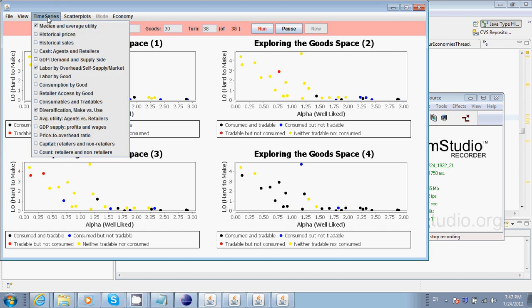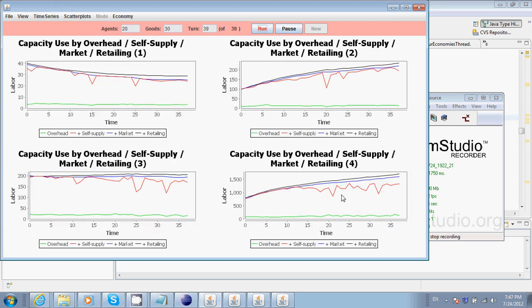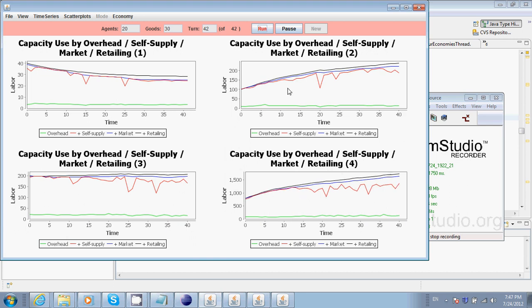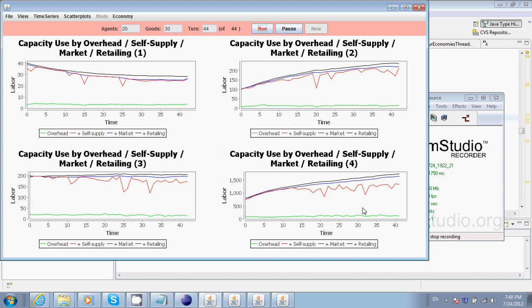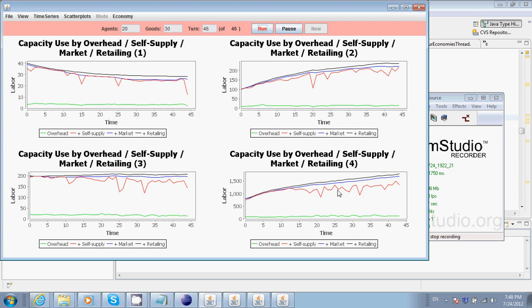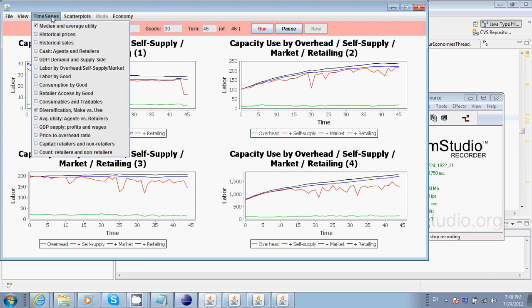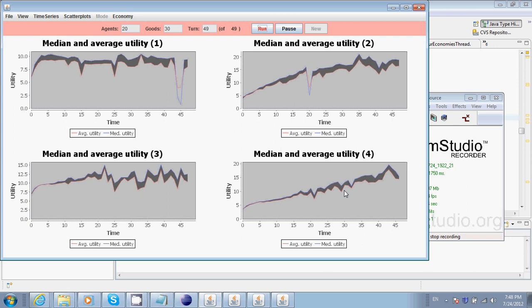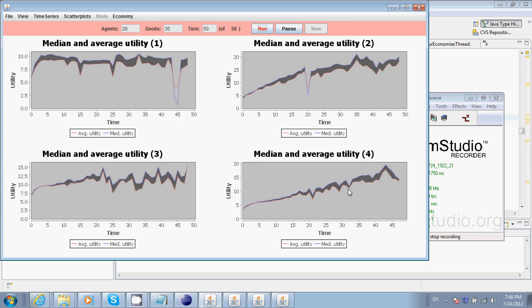And if we go back to labor by overhead, these guys, their capacity is diminishing. They can't replace their capital, diminishing a little bit. These guys, it's rising a little bit. These guys, it's rising a little bit. So the high saving economies do see an increase in their productive capacity, but it doesn't really pay off that much because I've set up the technology in this case to feature diminishing returns. So you see utilities a little higher, 15 versus 10, but not that valuable.